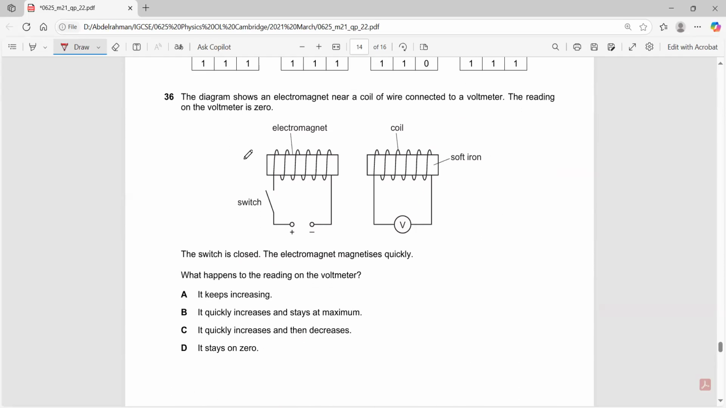36 diagram shows an electromagnet. Switch is closed. The electromagnet magnetizes quickly. What happens to the reading on the voltmeter? It keeps on increasing. No, it does not keep on increasing. It quickly increases. It stays at maximum. No, cannot do that. It actually quickly increases and then decreases back to zero. Yes. Why? Because this is a DC circuit, so it induces a current and then quickly reduces it back to zero.